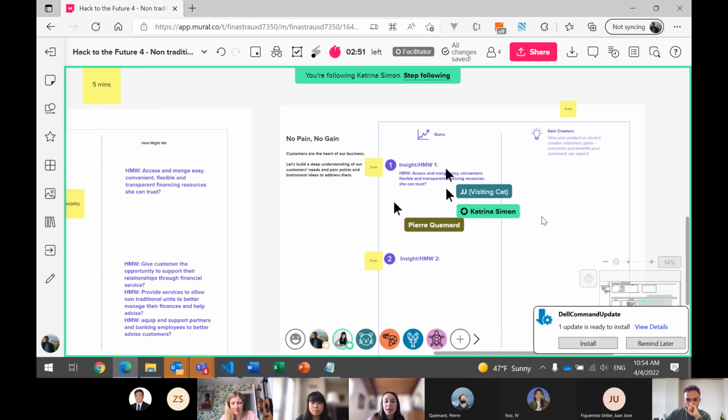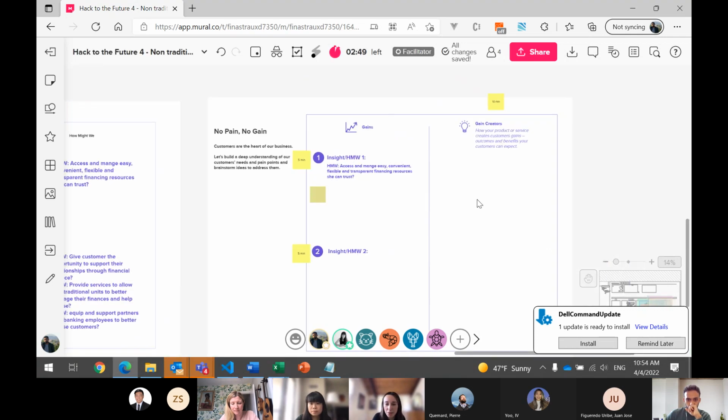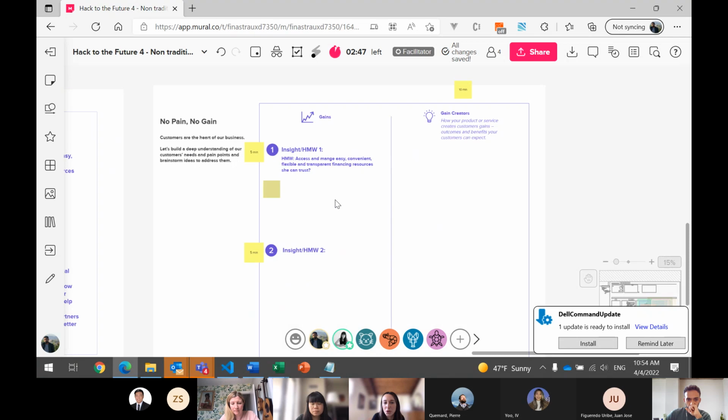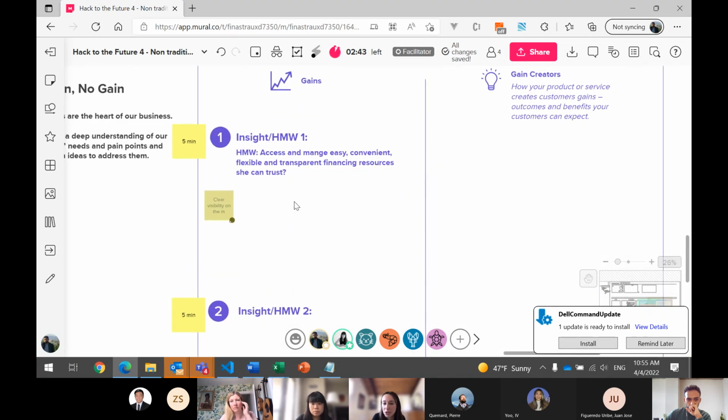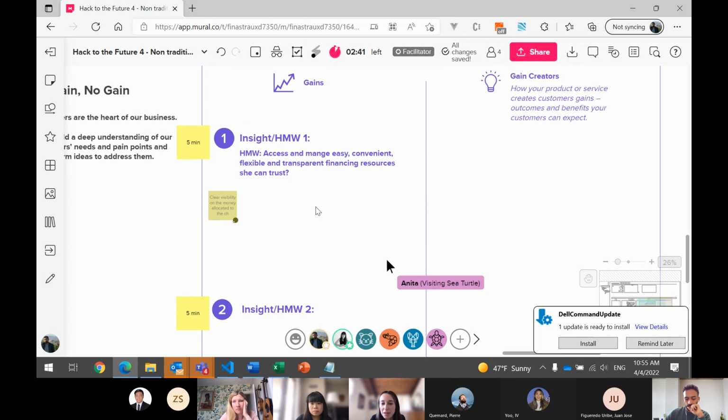And think about, again, just the gains here. So we're not solutioning yet. We're just thinking about what does it need to do before we get to a solution? What does she just need? She needs, like Pierre is saying, this clear visibility. So thinking in that sense.